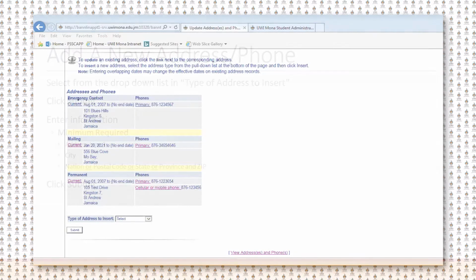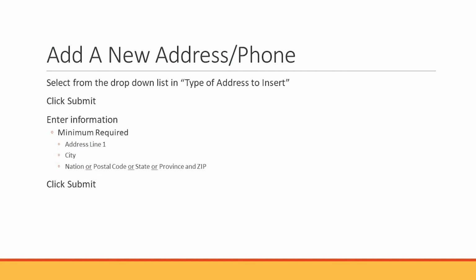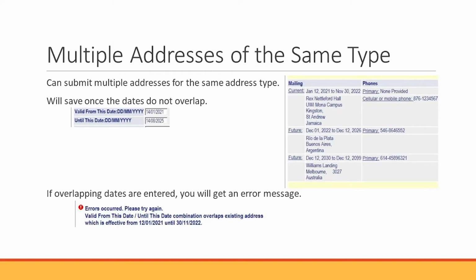Just to note, you can add multiple addresses for the same type. So I could have multiple mailing addresses. I just have to ensure that the dates do not overlap. So if I know that I'm going to be moving, or if I want mail to go from a certain point to another address, I can enter those multiple addresses with the dates for which those addresses are valid and save it. Just be sure that the dates do not overlap, because if the dates overlap, you will get an error message as shown on the screen here. But other than that, you'll be good to go.